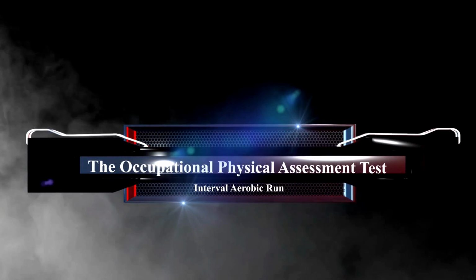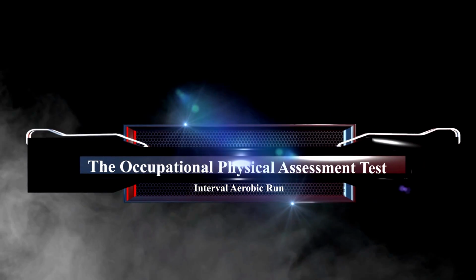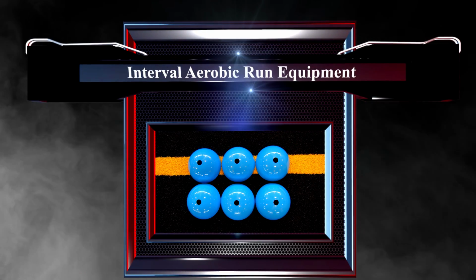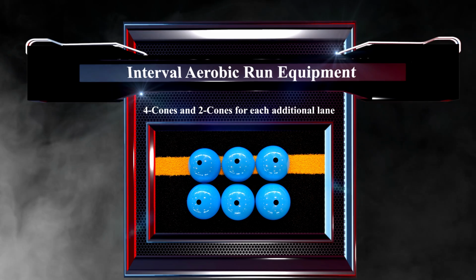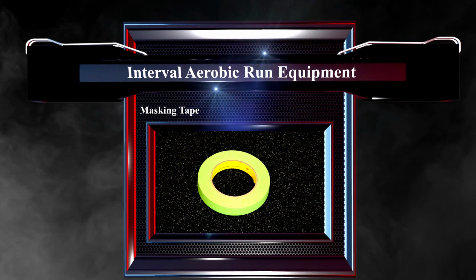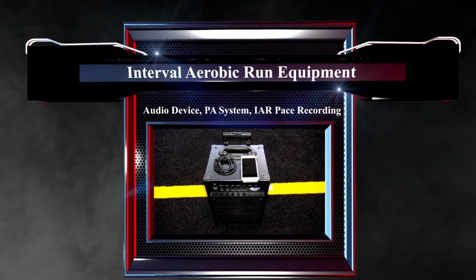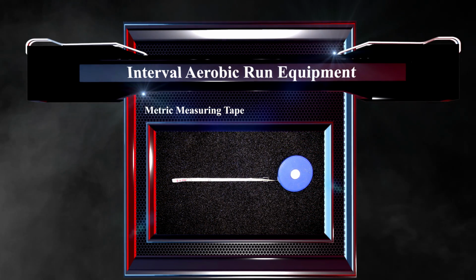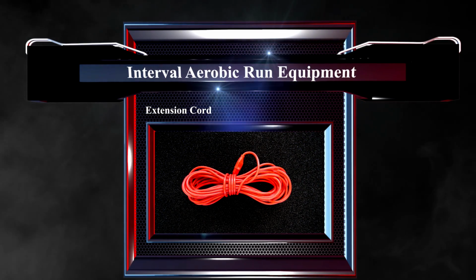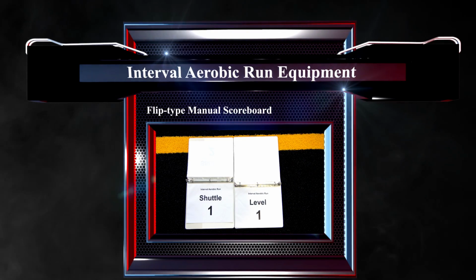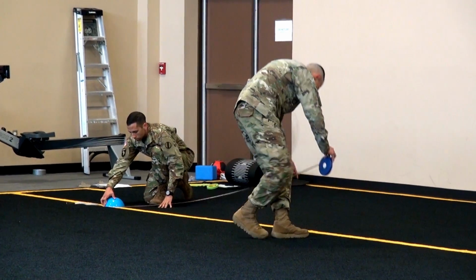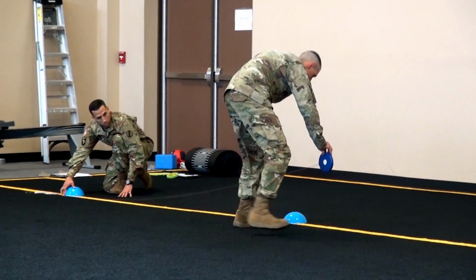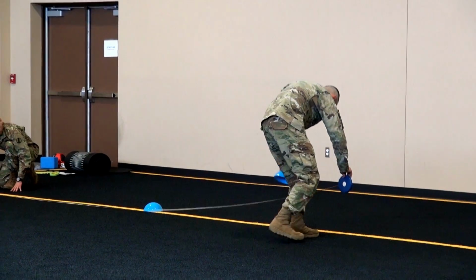The last event we will discuss is the Interval Aerobic Run. The equipment required to administer the Interval Aerobic Run event includes 4 cones for the first lane and 2 additional cones for each additional lane, masking tape, audio device, PA system, Interval Aerobic Run recording, metric measuring tape, extension cord, and flip-type manual scoreboard. To set up the Interval Aerobic Run, you will need an area measuring 2 meters wide and 20 meters long for each Interval Aerobic Run lane.